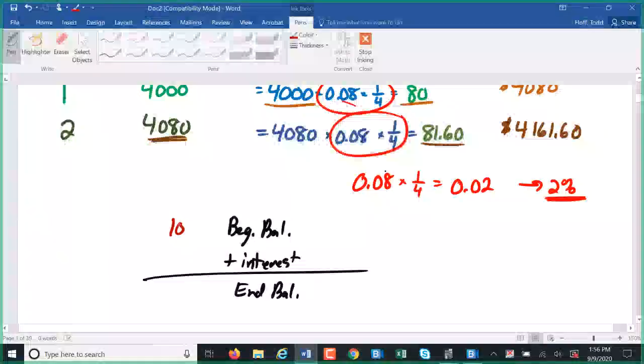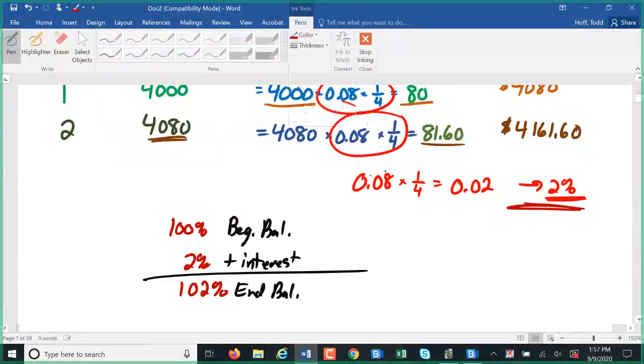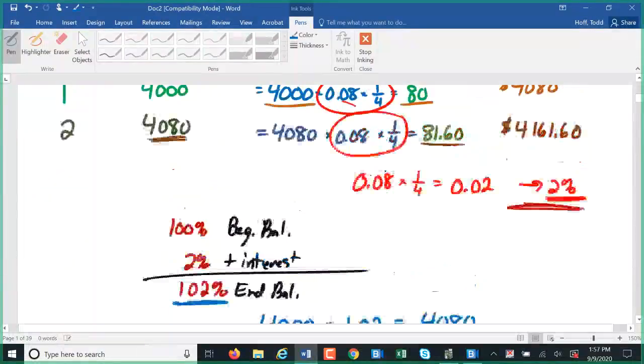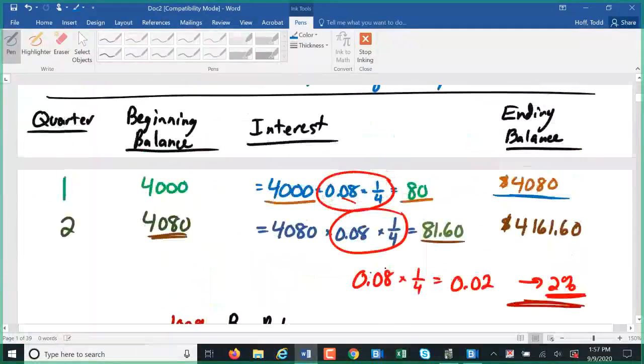The beginning balance was 100%. The interest, we just said, was 2%. It's 1/4 of the 8% because it's only a quarter of a year. 100 plus 2 is 102%. The ending balance each quarter was 102% of the beginning balance. So if I look at quarter one, I started out with $4,000. If I multiply by 1.02, remember 1.02 is 102%, I get $4,080. That was my ending balance at the end of quarter one.